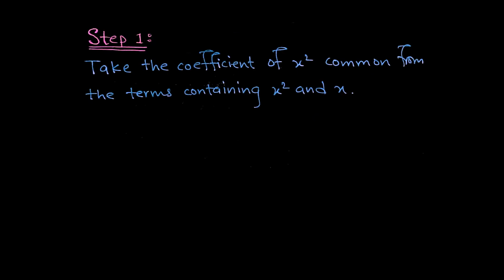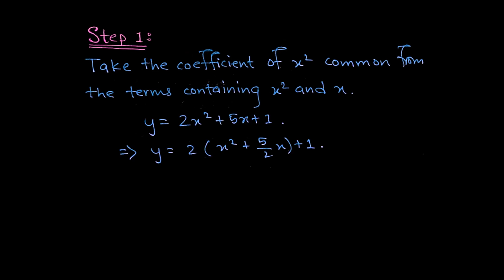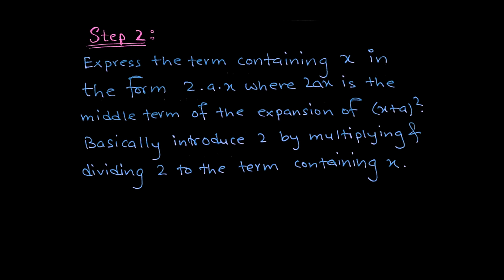Step 1. Take the coefficient of x squared common from the terms containing x squared and x. Here 2 is the coefficient and I took 2 common from the terms 2x squared plus 5x. Step 2. We will express the middle term 5 by 2x in the form 2ax, which comes from the simplification of x plus a whole square.